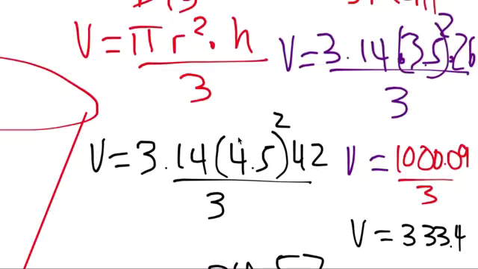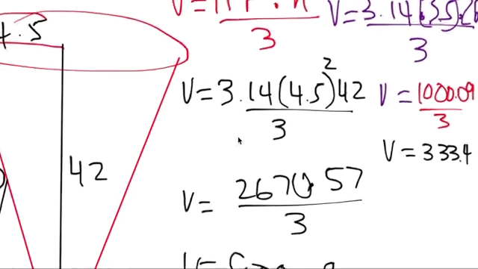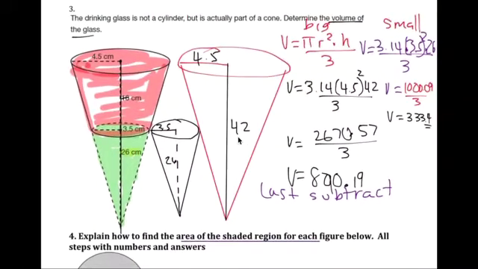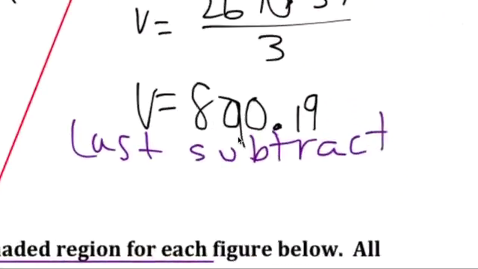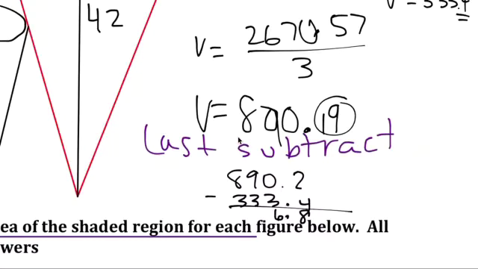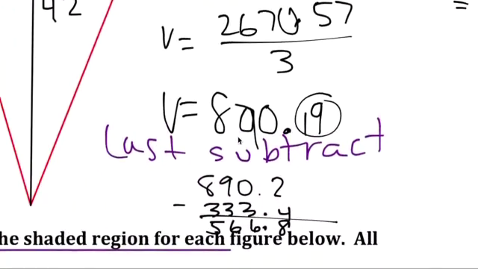Reason why it's 4 is the 3 and the 6. So that 6 turns that 3 into a 4. That's the volume of that. So we subtract the big minus the small cone. So we subtract 890.19 minus the small cone of 333.34, or we'll round this to 9, 2, and this 4, right? Subtract that. That's 8,665 centimeters cubed.